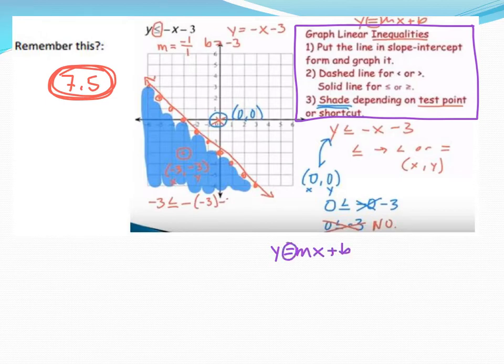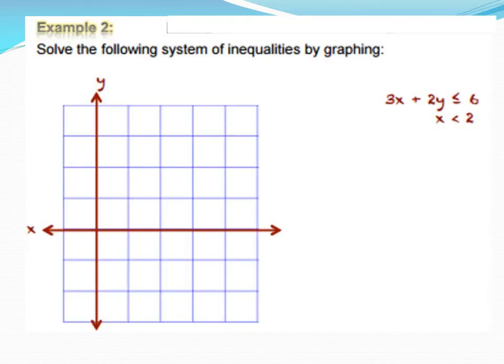The only difference is we're not going to have the equal sign. Then you're going to make sure that, depending on the less than, greater than, less than or equal to, or greater than or equal to, you're either going to have a dashed line or a solid line to represent those things being in the solution. And then remember, you're going to shade. Wherever the line is, you're either going to shade above it or below the line. So go back and take a look at those rules in order to understand how to graph these linear inequalities. So let's take a look at our first example.